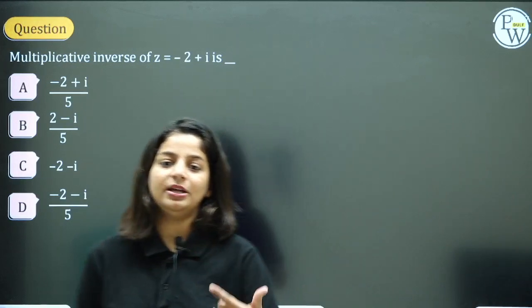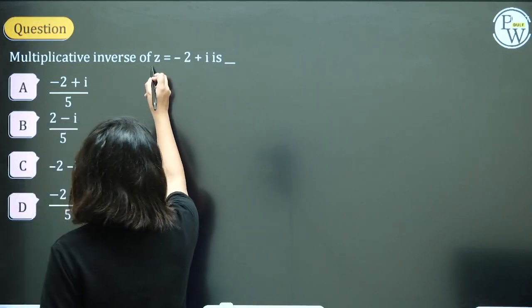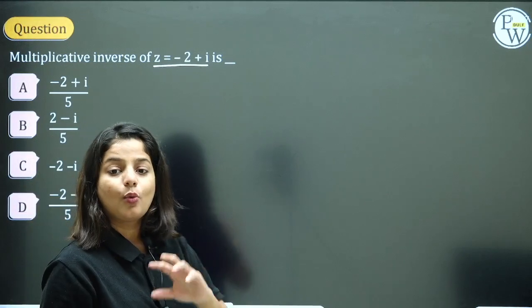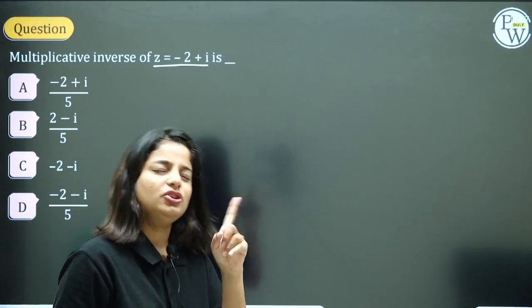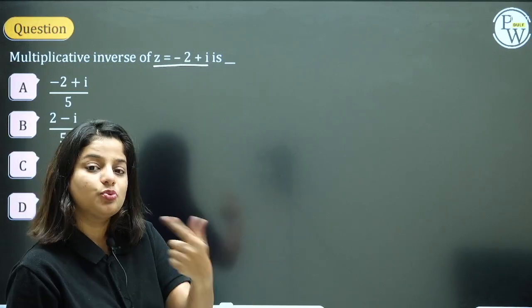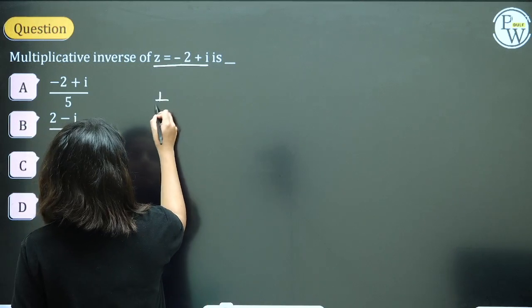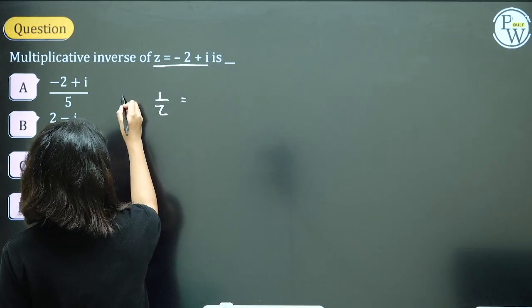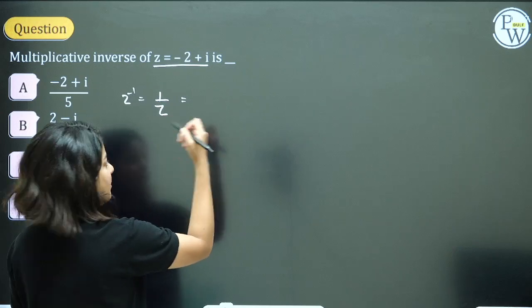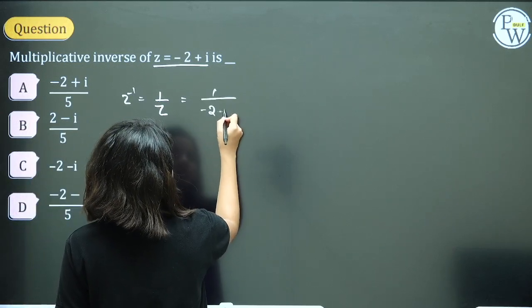What is the multiplicative inverse of this complex number? If this is z equal to minus 2 plus i, what is its multiplicative inverse? Ma'am, we just studied multiplicative inverse is 1 by z. And how do I find 1 by z? 1 upon minus 2 plus i.